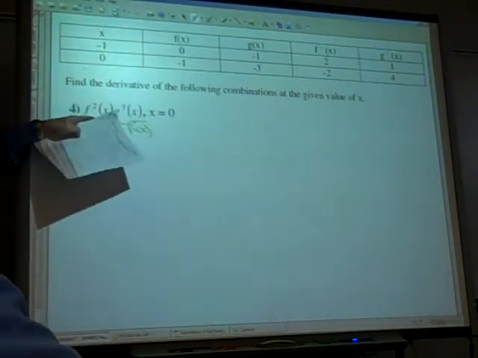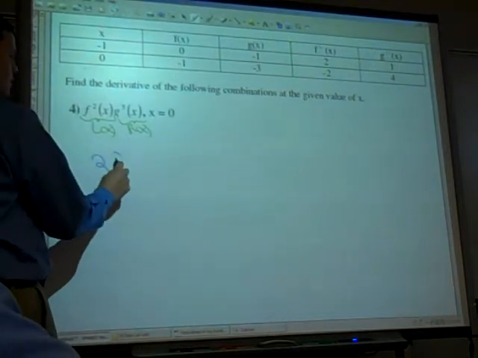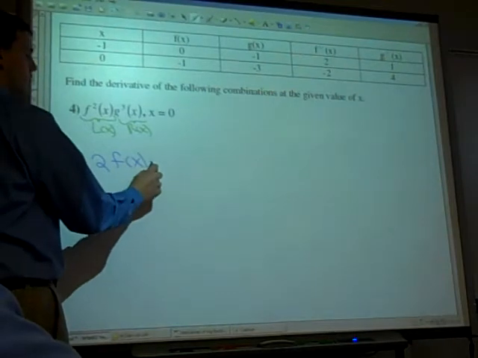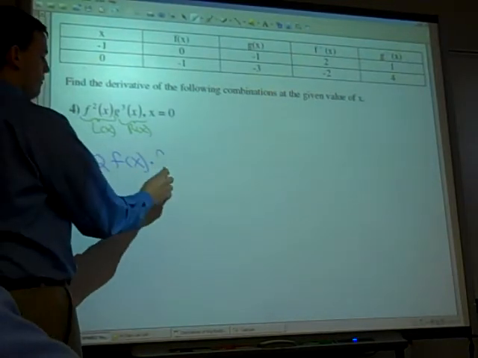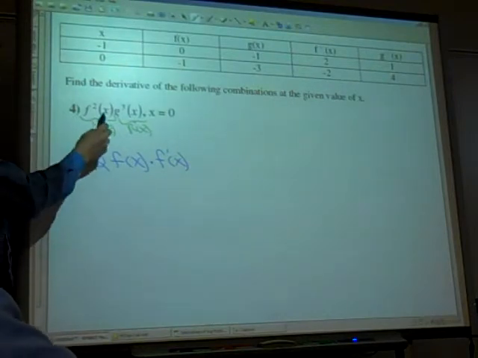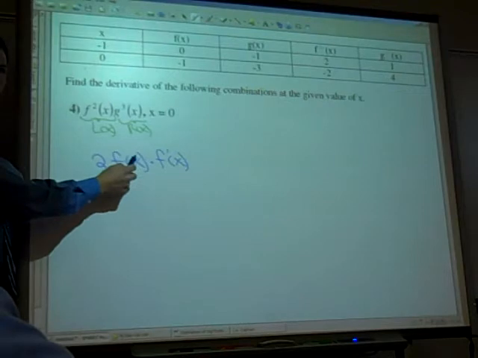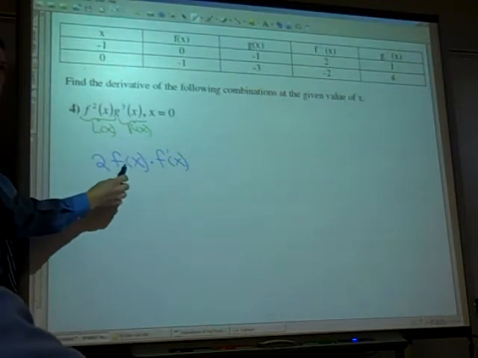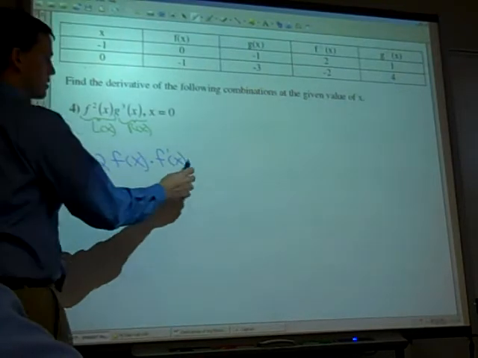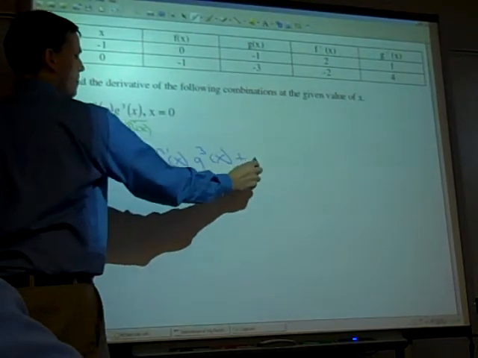Use the chain rule. So what's the derivative of f of x squared? 2f. So it's going to be 2 times f of x times f prime of x. Right, that's the tricky part. So you got something squared. So it's 2 times that something to the first power, that's your power rule, times the derivative of that something on the inside, so that's f prime of x, times g cubed of x, plus.